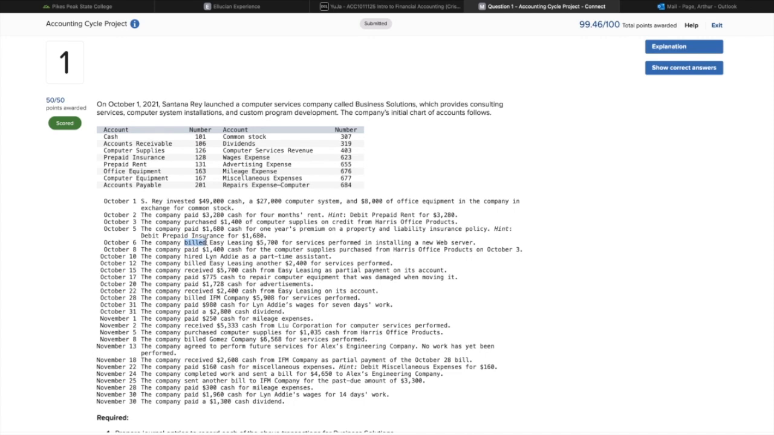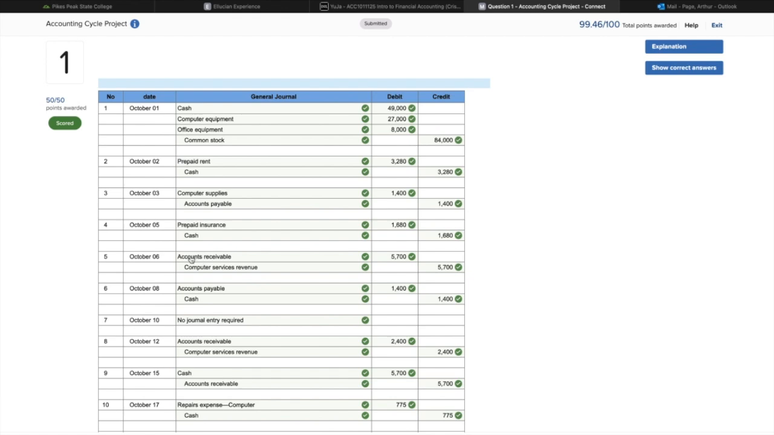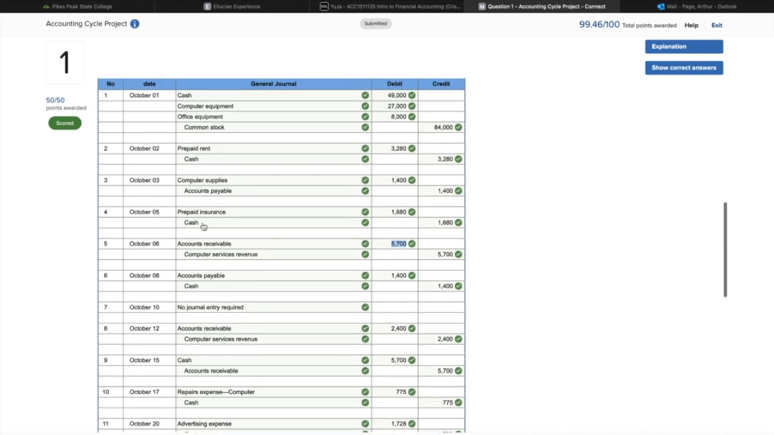October 6th, we billed AZ Leasing for 5,700 for services performed. So the keyword here is billed, which means we have not received the money yet. Debit accounts receivable and credit computer service revenue. The reason we did that is the accounts receivable is an asset, so we're debiting that, and we're crediting computer service revenue since it's revenue. That's the normal account for that. We're increasing both sides by the same amount. Everything's in balance, and that's the October 6th entry.